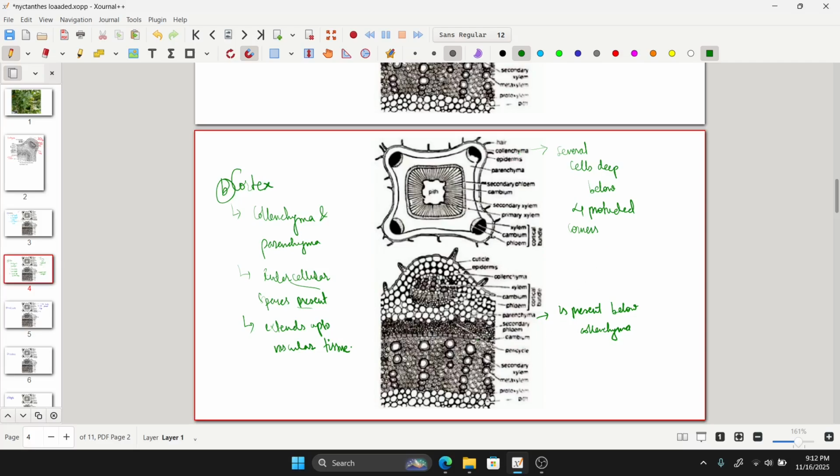Here you can see that the collenchyma is just above the parenchyma, and the collenchyma is deep just below the 4 protruded bulges or corners, while only a few layers deep at the other faces, just beneath the epidermis. And parenchyma is just below the collenchyma, where the cortical bundles are situated, as I have shown in the picture above. This is all about the cortex. It has many intercellular spaces present in between, and it extends up to the vascular tissue.